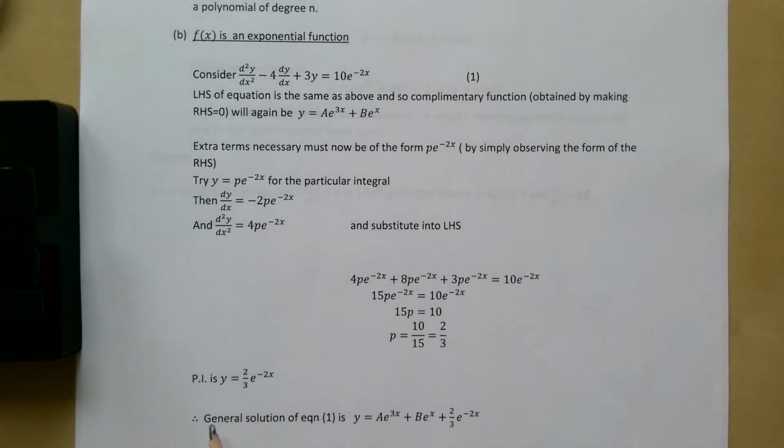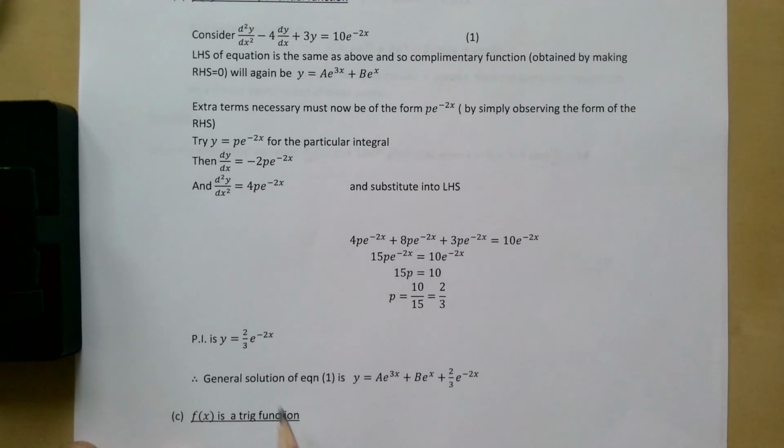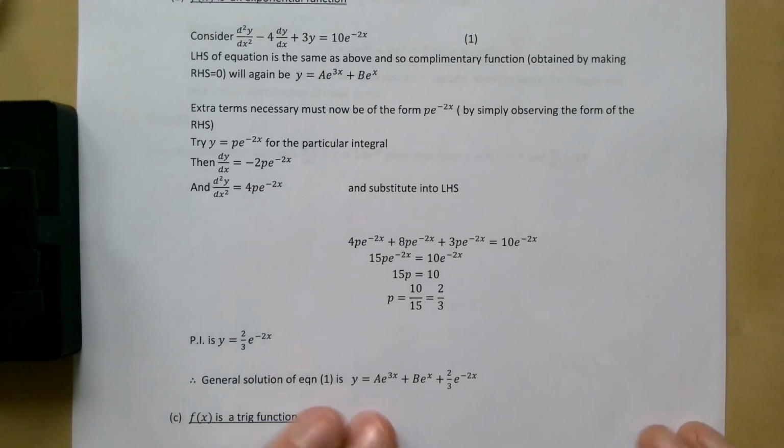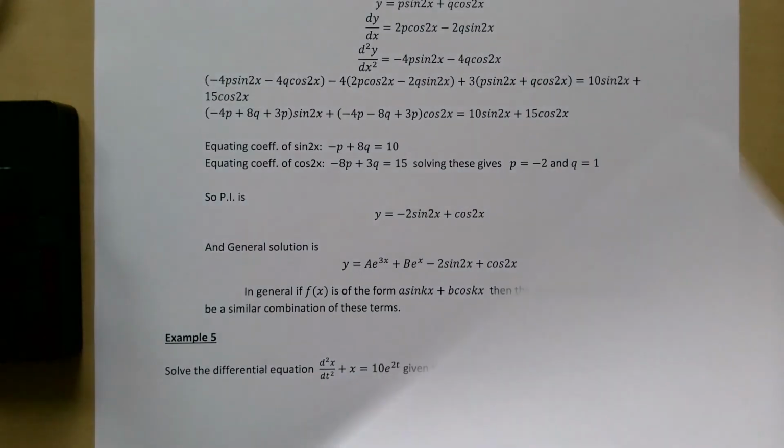And our general solution then of the whole thing is y equals a e to the 3x plus b e to the x plus 2/3 e to the minus 2x. That's for part A. Part A was a polynomial, part B was an exponential function, and finally in part C it's a trig function. So let's take a look at them and how it works there.